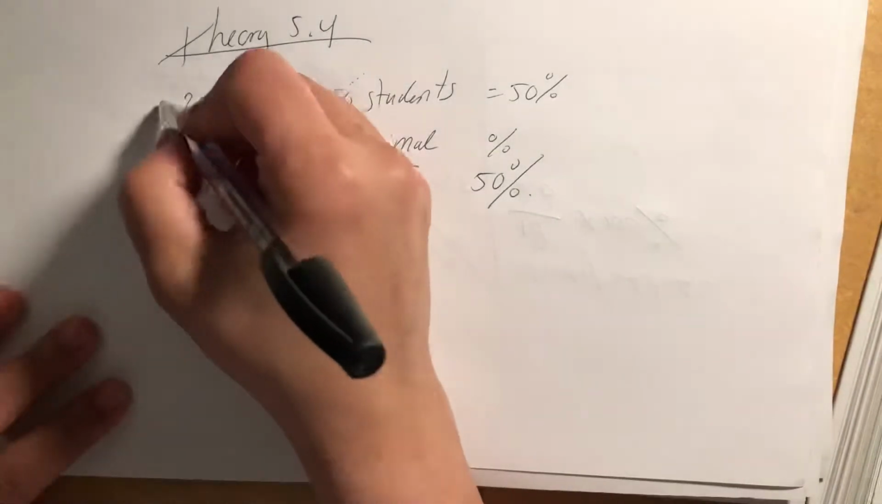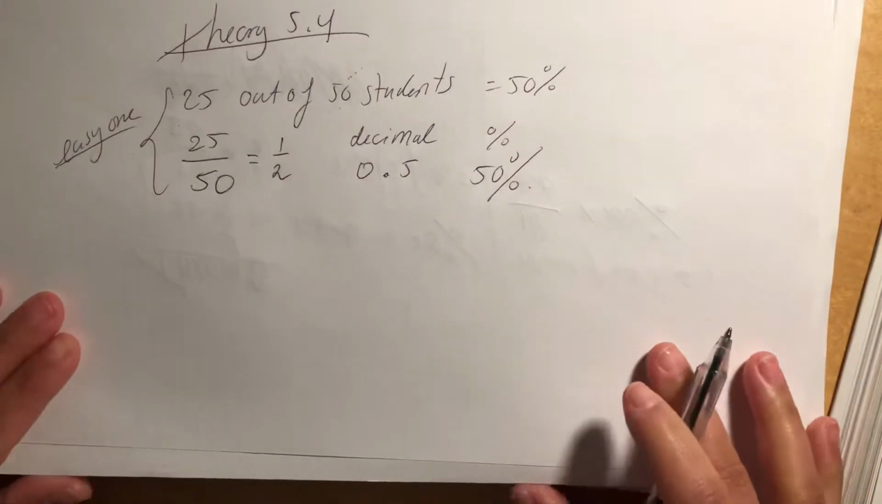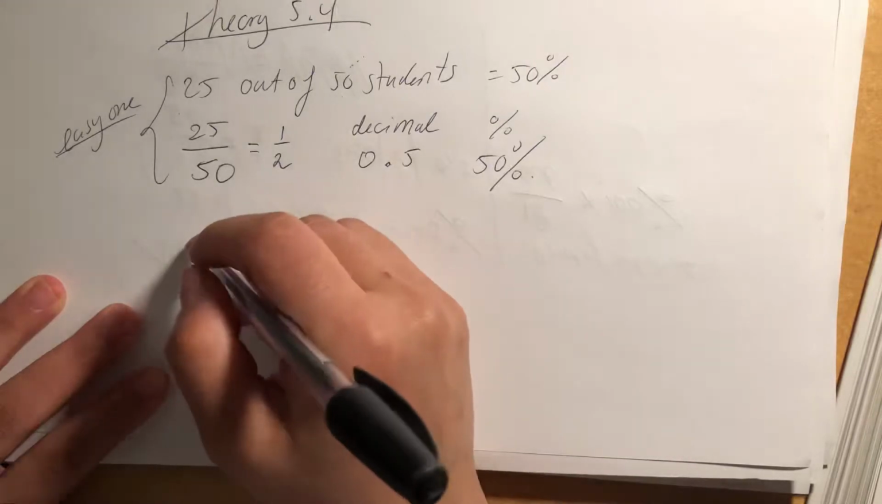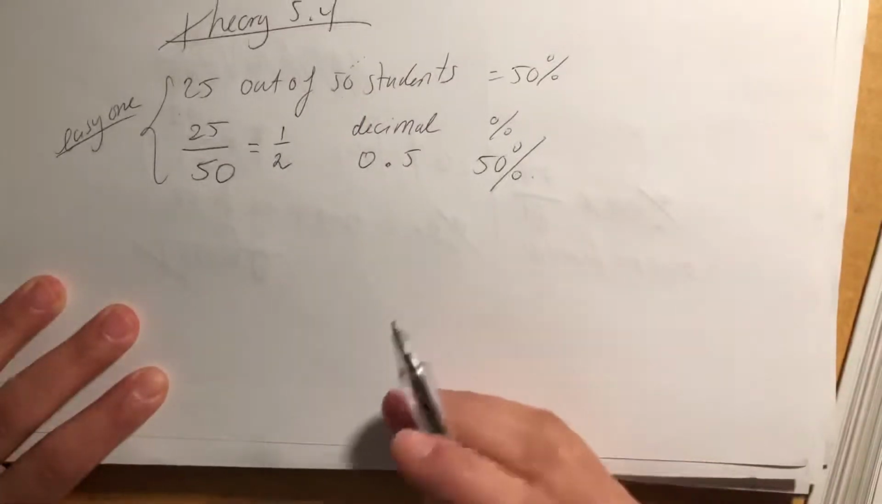Now, this is an easy one, but you're not always going to get easy ones. So let's have a look. In the class, there are 26 students and 18 of them have passed the math test. So what percentage is that?